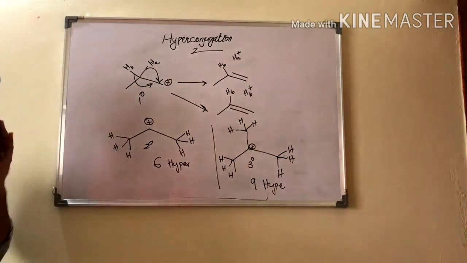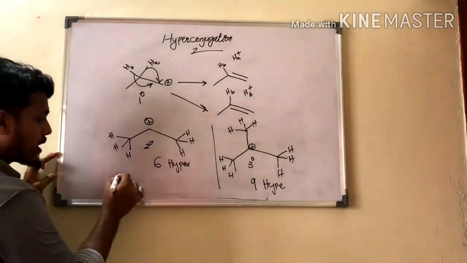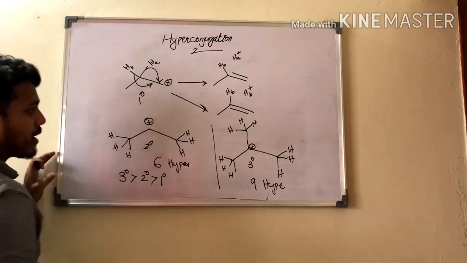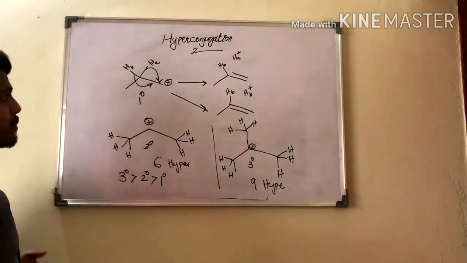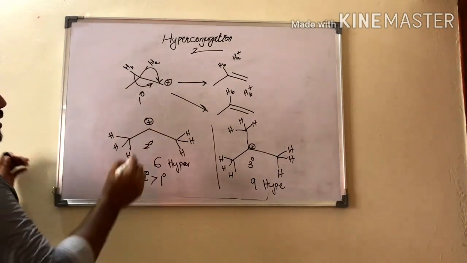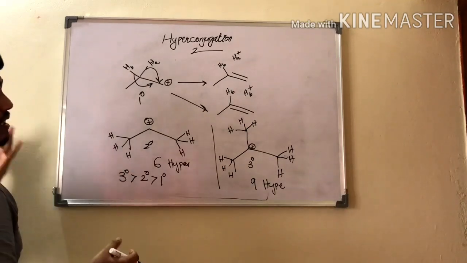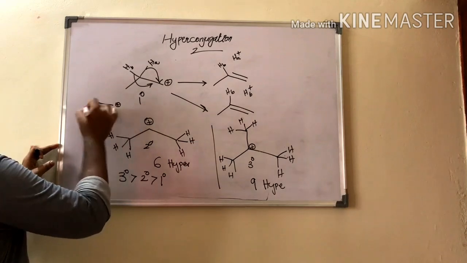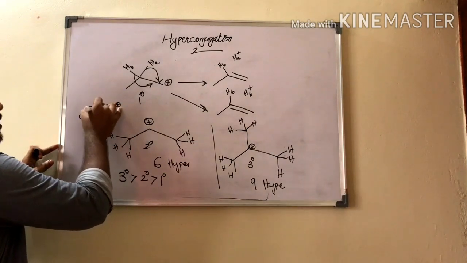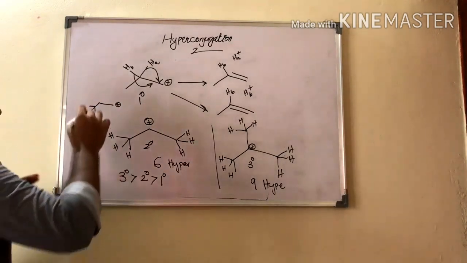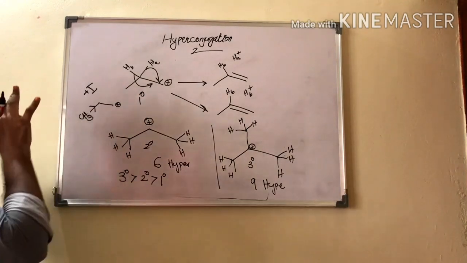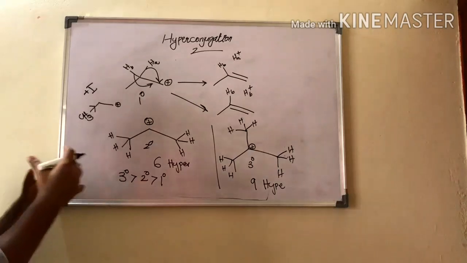So we know that the stability of carbocation is tertiary greater than secondary greater than primary. Why? This can be explained on the basis of the inductive effect also. The inductive effect we have discussed in the last lecture. So this is our primary carbocation, this is our alkyl fragment. We know that an alkyl group shows plus I effect. It will push some electron density to the electron deficient center, so it will stabilize.